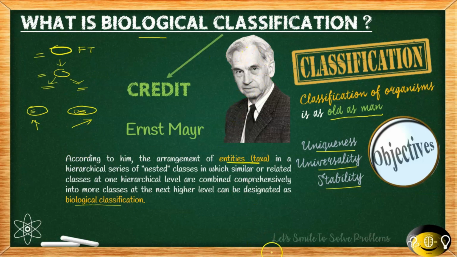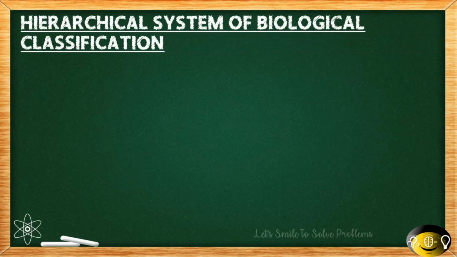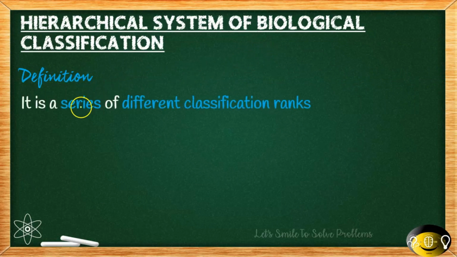I hope you understand the basic concept of what is biological classification. Now let's move ahead and understand the next aspect, the categories part. Here we will learn about the hierarchical system of biological classification. What system? Hierarchical system. That means there will be levels. So let's understand the definition first. It is a series of different classification ranks. Ranks we all know, like first, second, third.